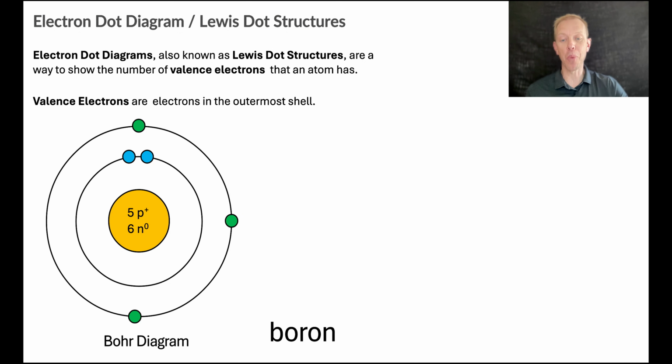If we take a look at the Bohr diagram for boron, we know that it's going to have 5 protons in its nucleus, and therefore, to be electrically neutral, it has to have 5 electrons. We have 2 electrons in the first shell, and in its outermost shell, or valence shell, there are 3 electrons.